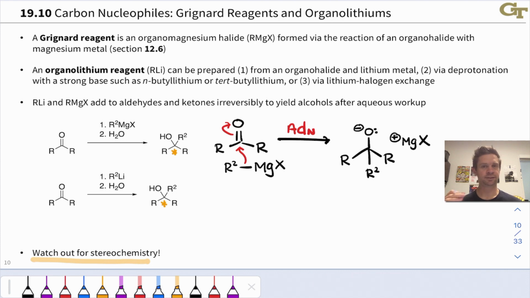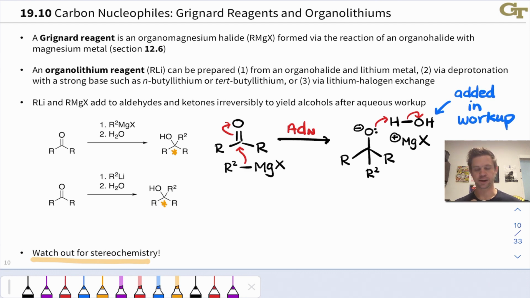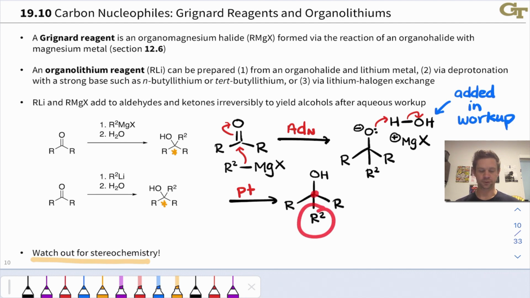The RMgX plus cation kind of floats away. It's essentially a spectator, and we end up with this alkoxide intermediate. We then add water to the reaction mixture, and that added water protonates the alkoxide. We use a large excess of water to drive this protonation all the way to the product alcohol, and the neutral product is an alcohol in which the R2 group is added to the carbonyl carbon, and a hydrogen, via a proton coming from water, has added to the carbonyl oxygen.